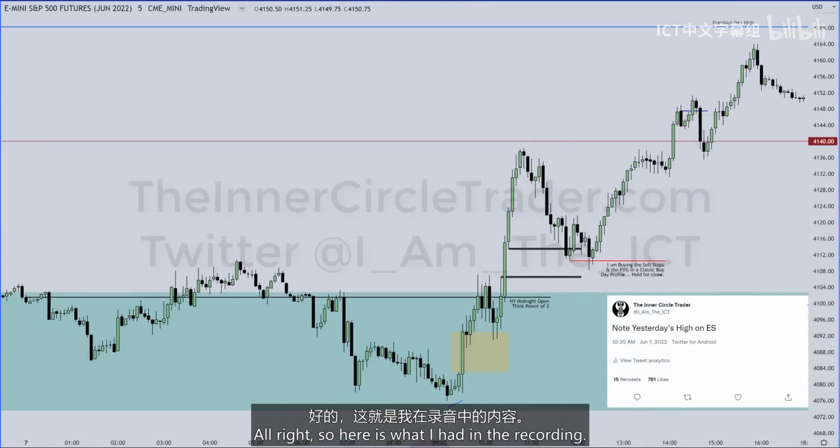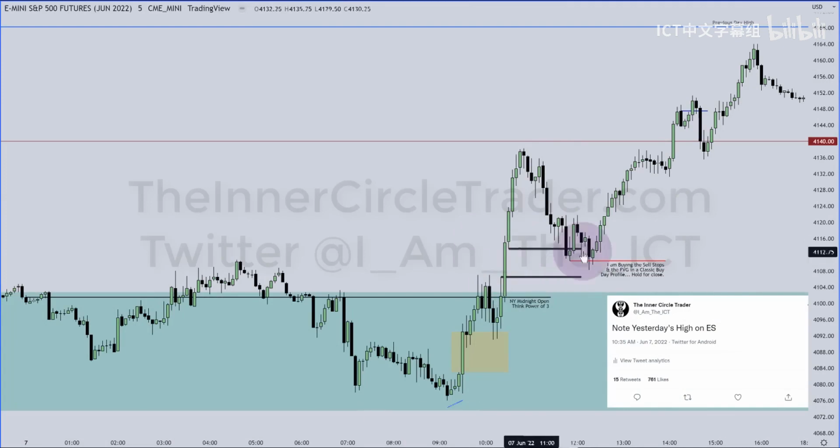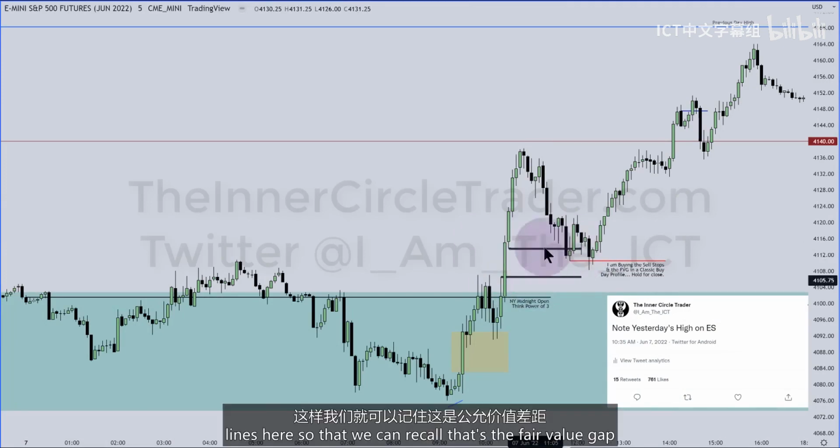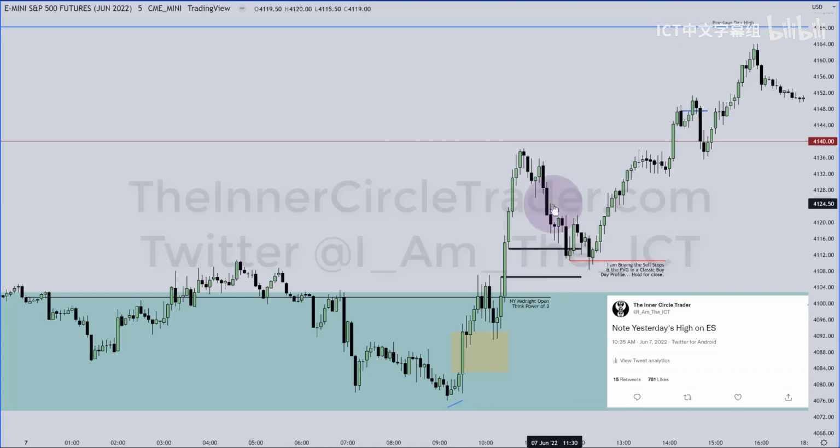All right, so here is what I had in the recording. I shaded this area in here. It was like a shaded box. I just drew these really prominent lines here so that we can recall that's the fair value gap that I showed in that little vignette video.